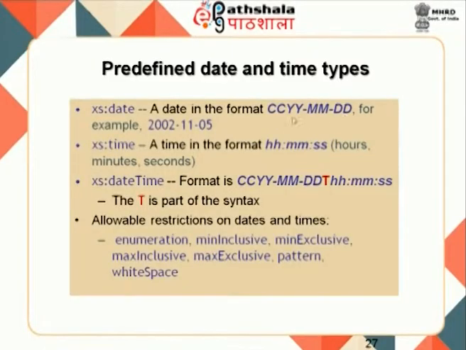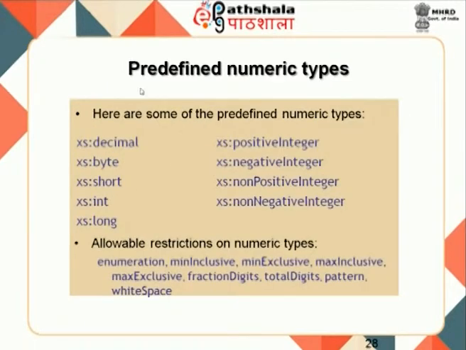The predefined date and time formats are date, time, and date time. You can see the format of defining a date. This is the format of defining a time, and date time is the format here, where T is a part of the syntax. Allowable restrictions are listed here. The predefined numeric types are decimal, byte, short, int, long, positive integer, negative integer. So, these are all predefined numeric types, and the allowable restrictions that you can use with these numeric types are listed here.